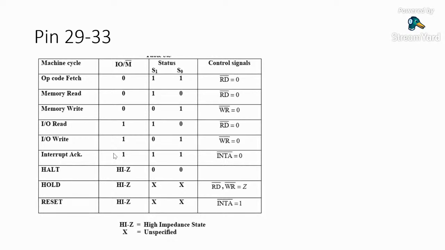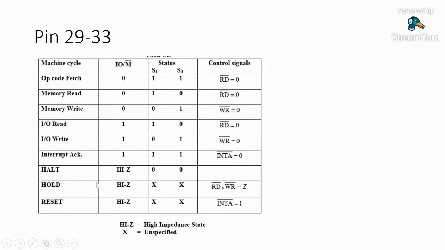Okay, and then we are talking about the interrupt acknowledge. This one is interrupt acknowledge, which is active low. If you put the interrupt acknowledge low here, it means that you are asking for the interrupt acknowledge.